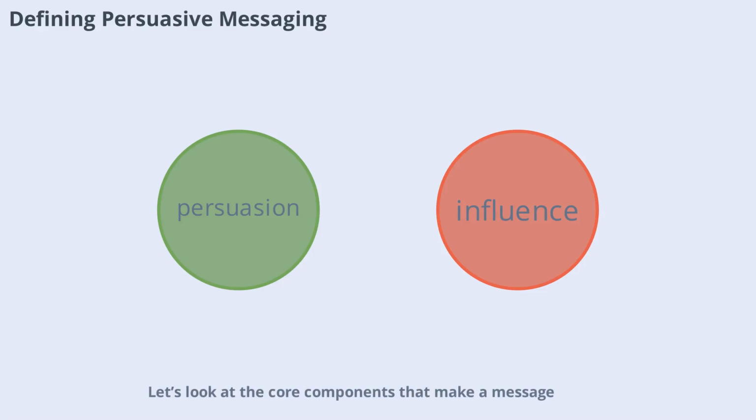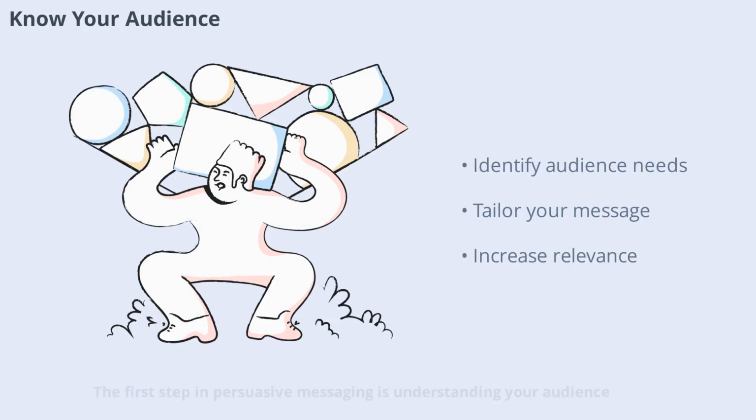Let's look at the core components that make a message persuasive and how you can apply them in your own communication. First step in persuasive messaging is understanding your audience. Who are they? What do they care about? What challenges do they face? By answering these questions, you can tailor your message to address their specific needs and interests. This makes your communication more relevant and impactful. For example, a message that works for a group of students might not resonate with business professionals. The more you know about your audience, the more persuasive your message will be.